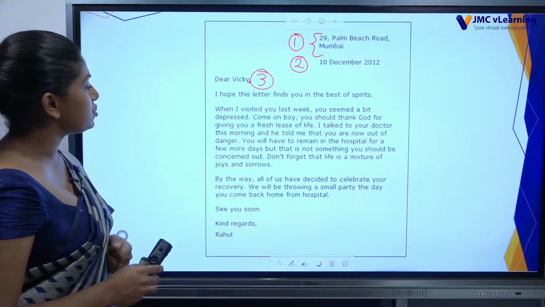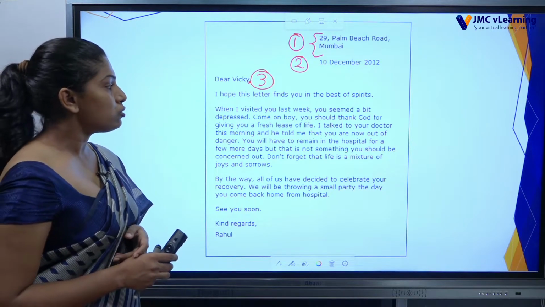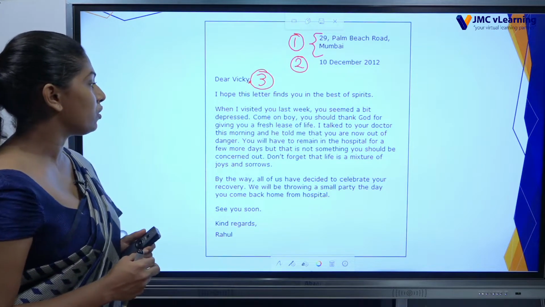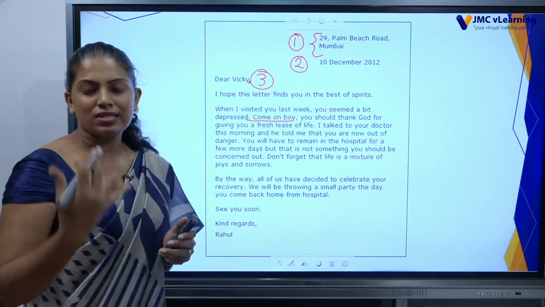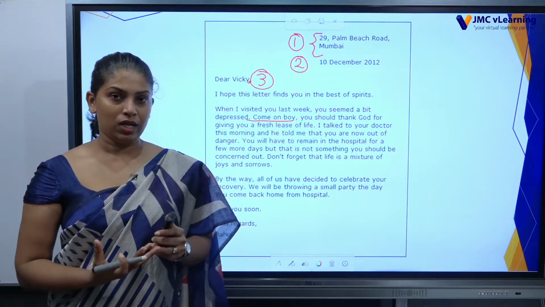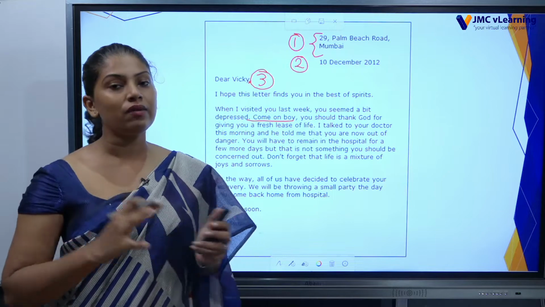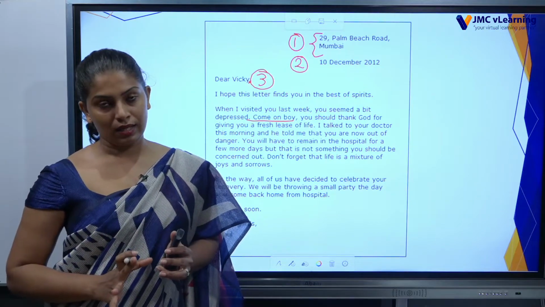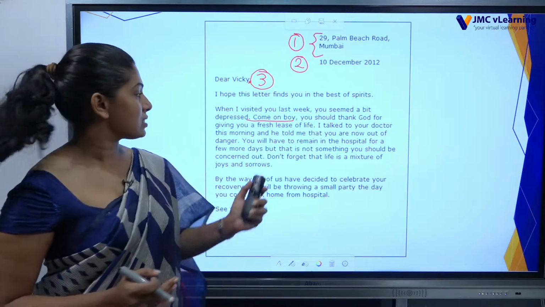When I visited you last week, you seemed a bit depressed. Come on boy, you should thank God for giving you a fresh lease of life. Here you can see a part, come on boy. It's just like when we are talking to a friend. You have to keep that in your mind, because this is an informal letter, we can use these kinds of parts. In a formal letter, we don't write these kinds of parts.